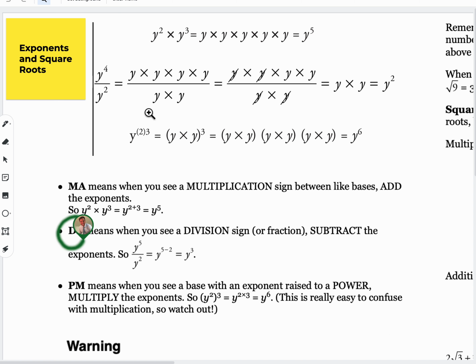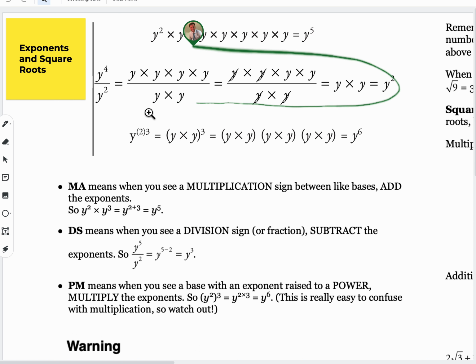DS means when you see a division sign or fraction, subtract the exponents. So y to the 5th power divided by y squared would be y to the 5 minus 2 power, or y to the 3rd power. Here we can see that again above here.